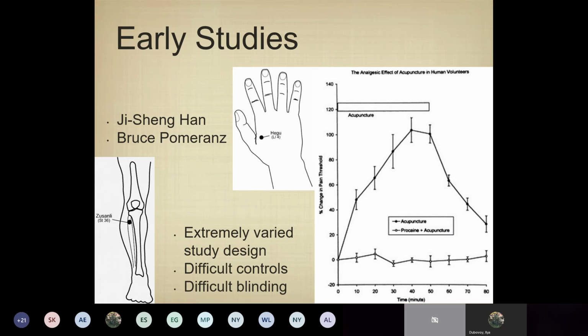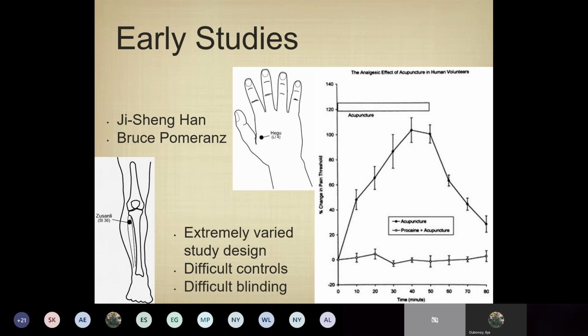The earliest ones were quite basic. As we see illustrated here, they used a couple of points which are considered to be traditionally the largest and most broadly effective points in the body. Hegu, which is also called large intestine 4.